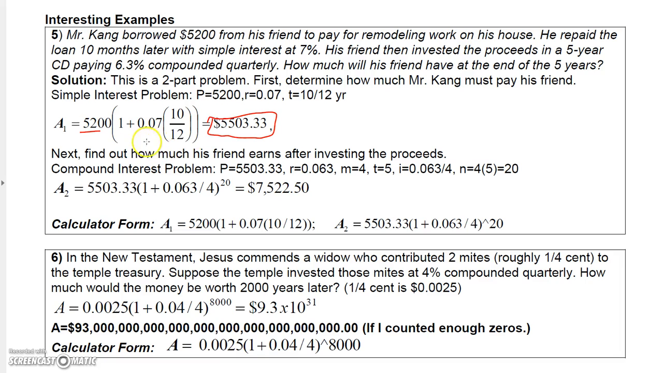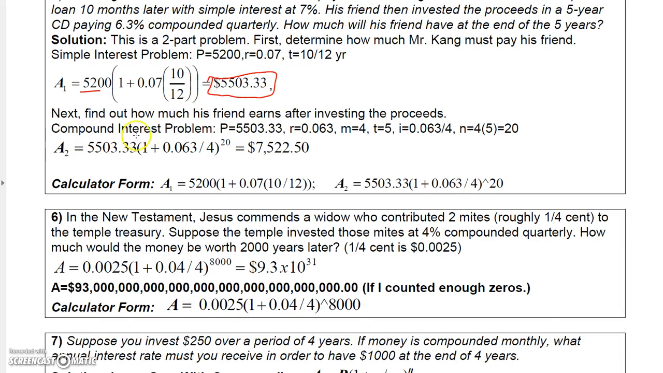$5,503.33. And then his friend's going to invest that money at a compound interest rate, and here's the annual rate compounded quarterly for 5 years. So i would be 0.063 over 4, and n would be 20. So the amount, using the compound interest formula, would be 5503.33 times 1 plus 0.063 over 4, raised to the 20, and that comes out to $7,522.50.